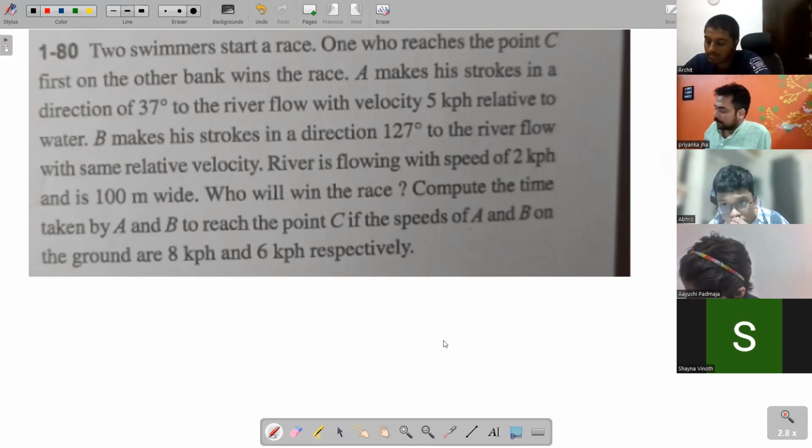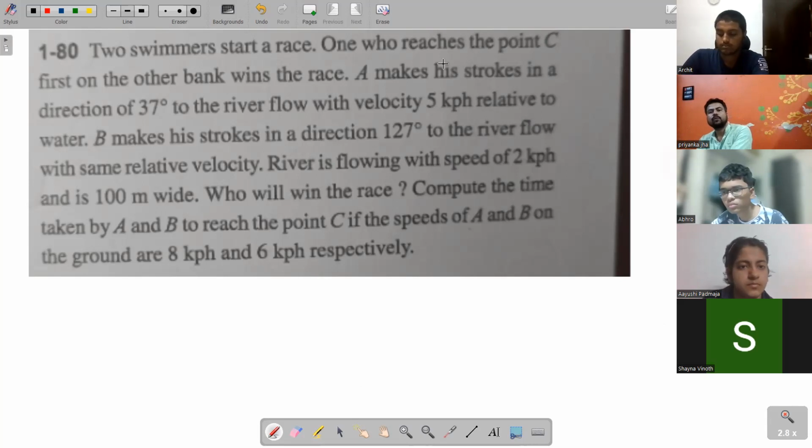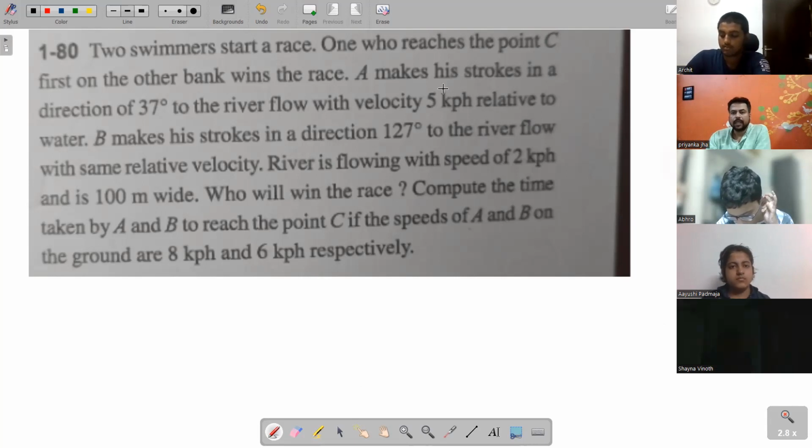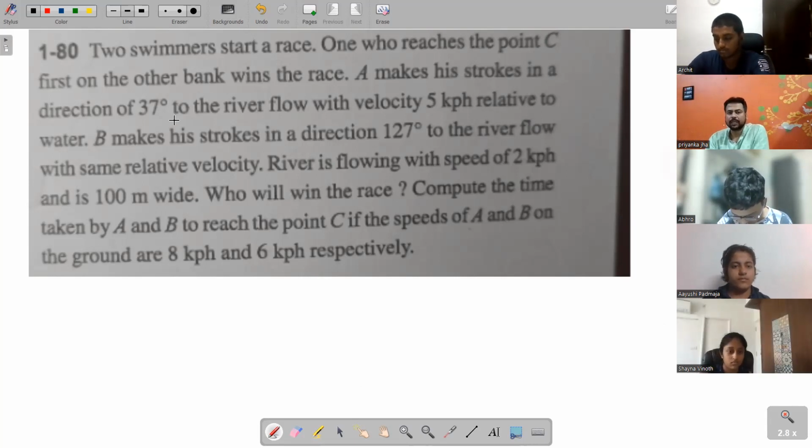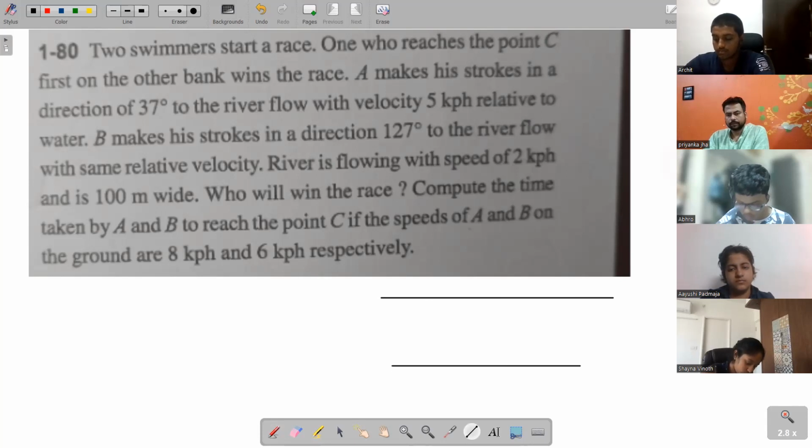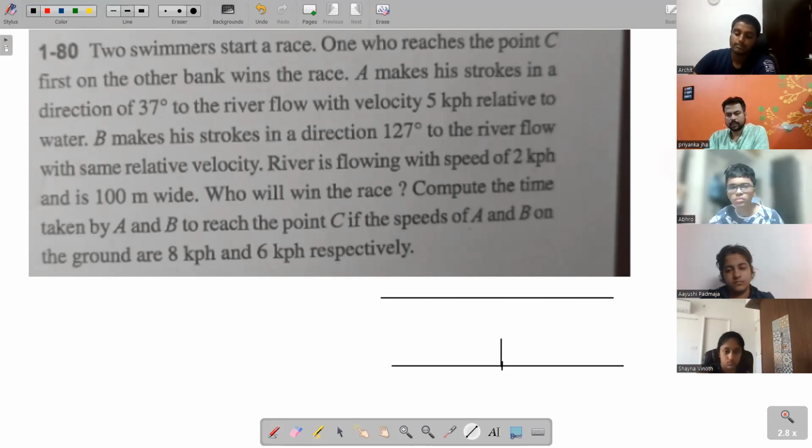Okay. Let me solve it. Look, the question says that two swimmers start a race. One who reaches the point C first on the other bank wins the race. A makes his strokes in a direction of 37 degrees to the river flow. Okay, this is the river. This is point C. From here they will start.